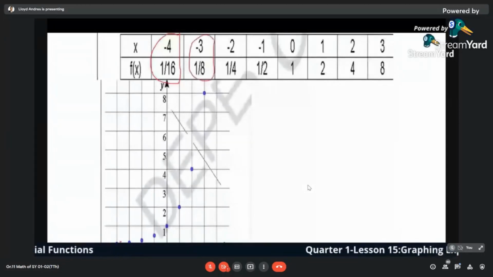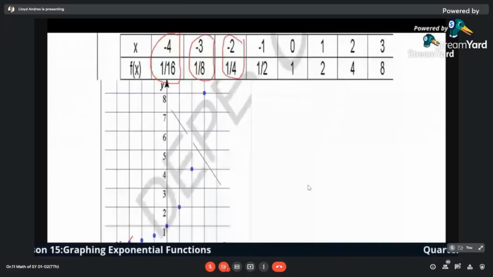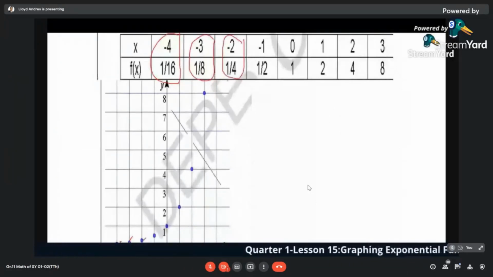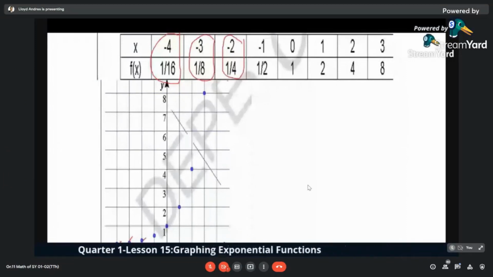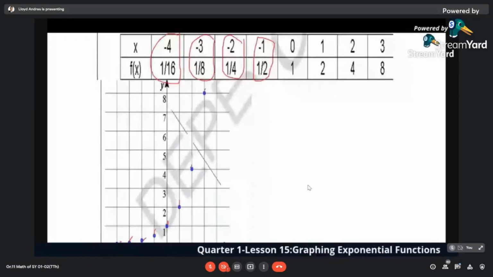Negative 3, 1/8 is here. Next, negative 2, 1/4 is here. Next, negative 1, 1/2 is here. And so on until you plot all the points. So, the points are plotted. After plotting the points, you then connect the points using a smooth curve.